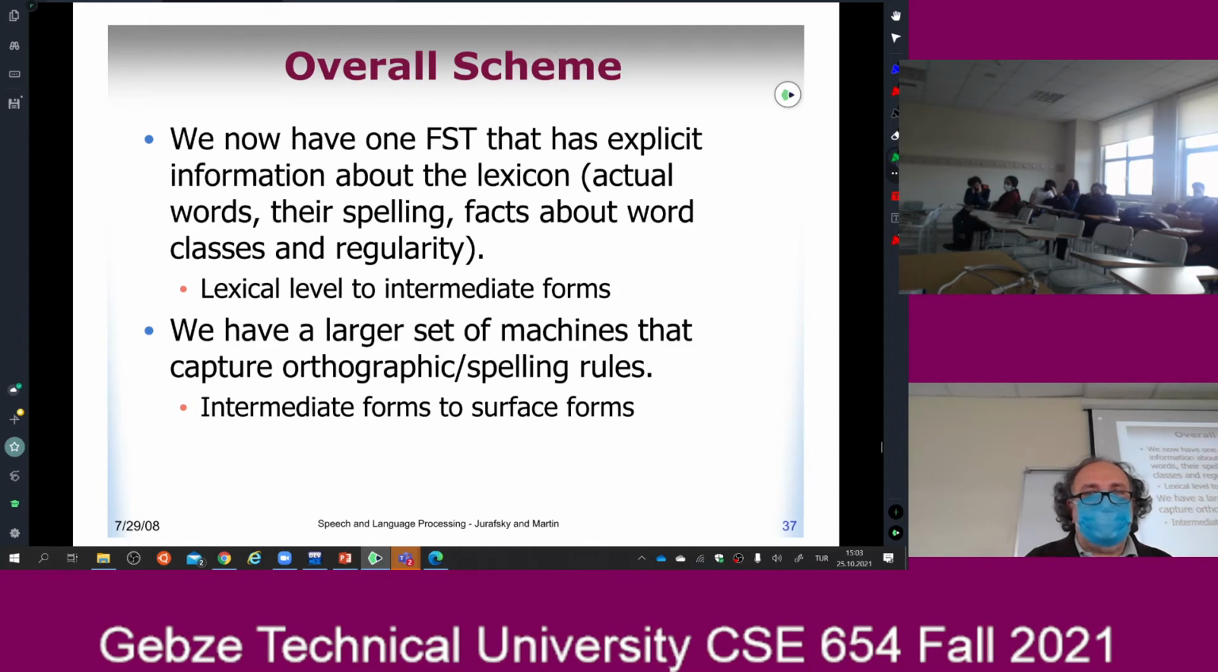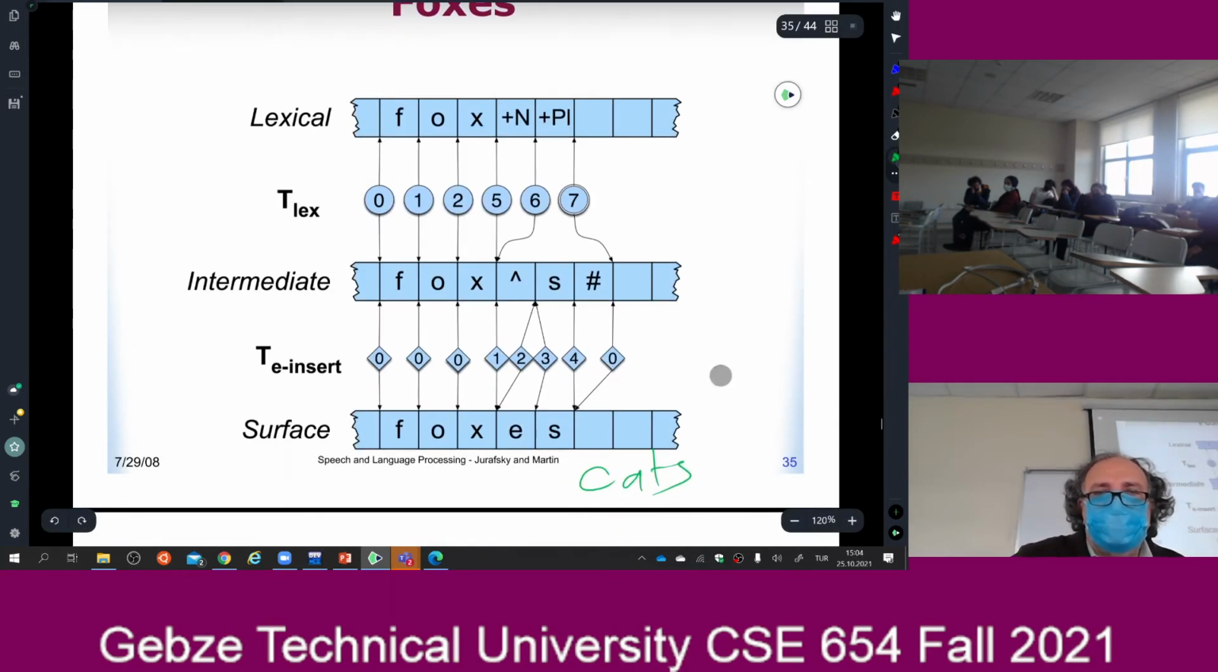Their spelling, their facts, and we have a larger set of machines that capture orthographic spelling rules. So the one that is working between these two are actually the ones that know more about the language, the lexicon. This one is about the rules like the drop E rule. What do we have in English other than the drop E rule?